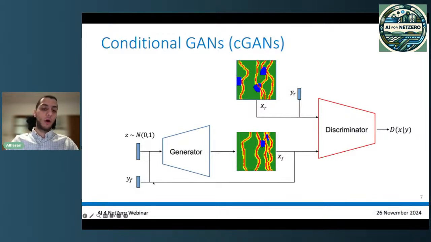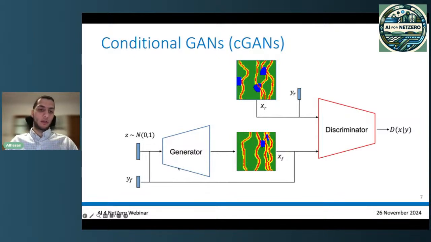This auxiliary information Y can hold specific information about the dataset, for example, just the global proportion. So if we pass the global proportion to the generator, we expect it to generate realizations that respect this global proportion. For the discriminator, in this case, it outputs a conditional probability that describes not just how realistic X is, but also how well it correlates with the condition Y.